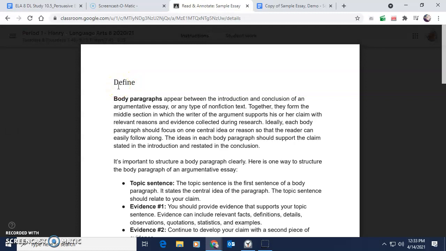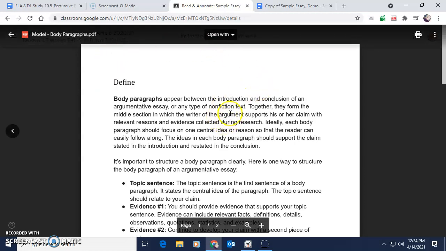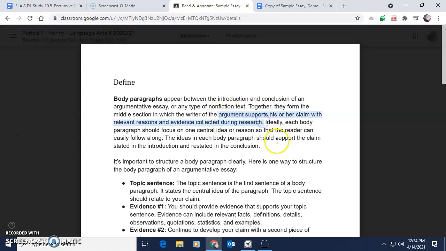Again, you can pause as needed to make annotations. Body paragraphs appear between the introduction and conclusion of an argumentative essay or any type of non-fiction text. Together they form the middle section in which the writer of the argument supports his or her claim with relevant reasons or evidence collected during the research. Your body paragraphs should be proving your thesis, your main claim. If it doesn't prove your main claim, don't put it in there.